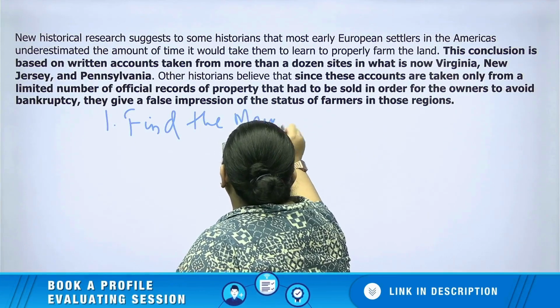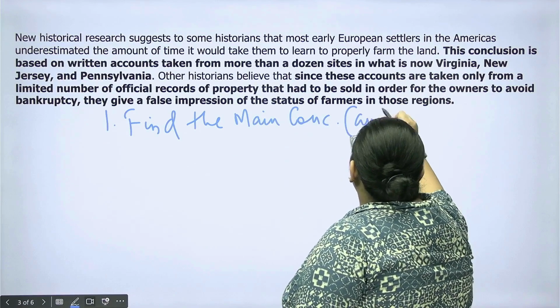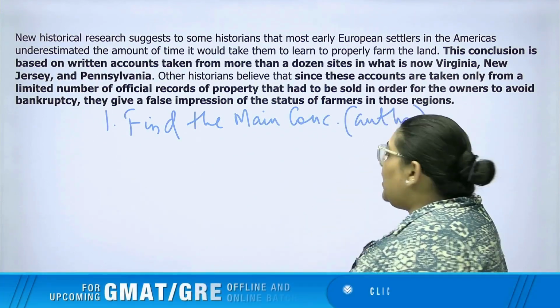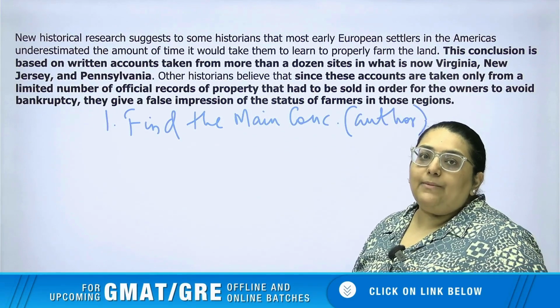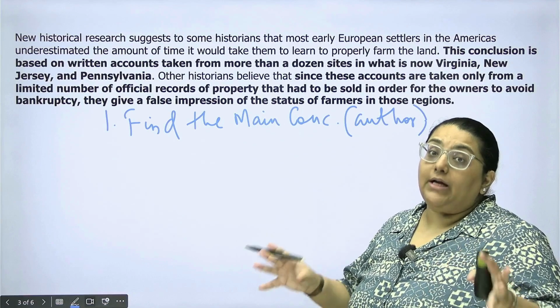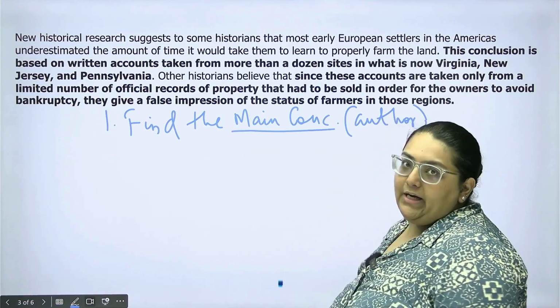Now, what is the main conclusion? The main conclusion of the argument is the conclusion of the author. Sometimes the argument may have a main conclusion. Sometimes the main conclusion might be missing. On a boldface argument, you may also have multiple conclusions. So, it is very important to identify the main conclusion.